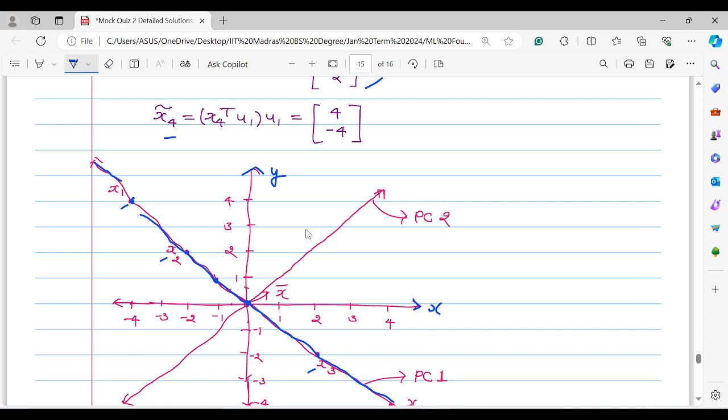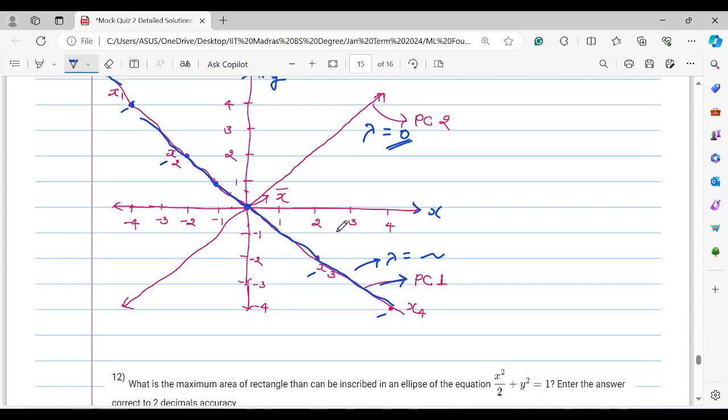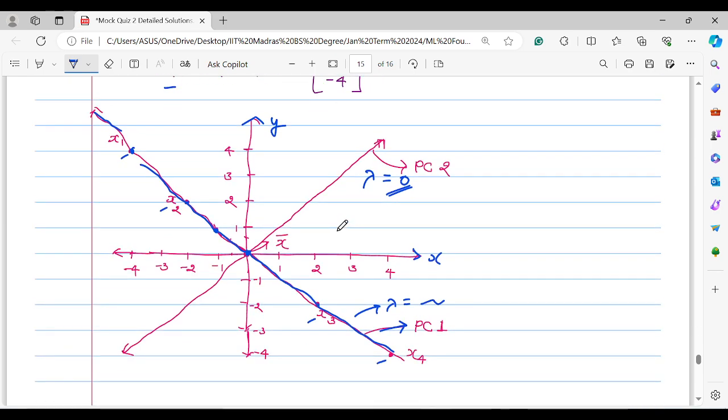Okay, so this is PC1, and PC2 will be perpendicular to PC1. There are no data points projected on this PC2 because lambda for this PC2 is 0. Lambda for this is something I have calculated. So all data points will be projected on this axis, which is the same as our original data points. There is no need to project those data points. I hope you like this visualization part.